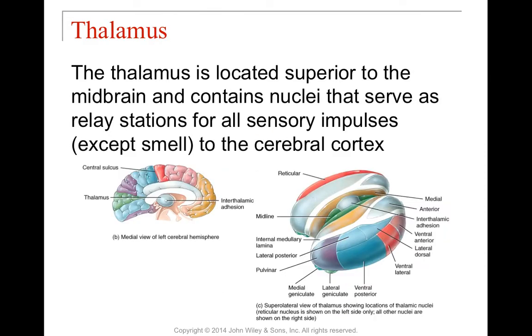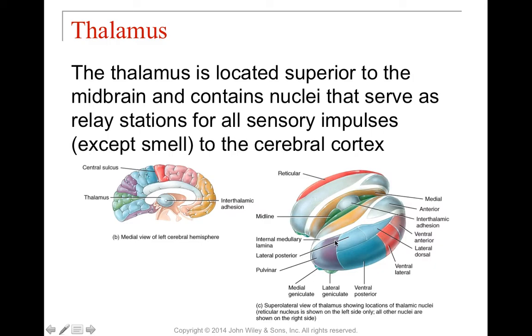Okay, so here is the thalamus. It's located superior to the midbrain, so above the midbrain. It has multiple sets of nuclei. Again, it's got 7 different sets of nuclei on each side. Again, you're not going to need to know which ones they are, but the nuclei are going to serve as relay stations for all of your sensory impulses except the sense of smell into the cerebral cortex.